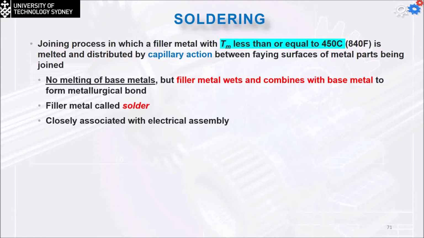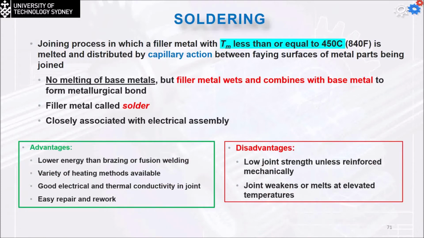The filler metal, usually called the solder, is closely associated with electrical assembly. The advantage is that we're going to use lower energy than brazing or fusion welding because of the lower melting temperature. We can have a variety of heating methods available, good electrical and thermal conductivity in the joints, and easy repair and rework because we can melt it, take it out, and do the soldering process once again. But the disadvantage is usually low strength unless reinforced mechanically, and also the joints will weaken or melt at elevated temperatures.